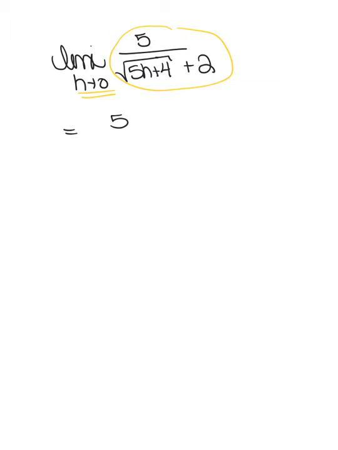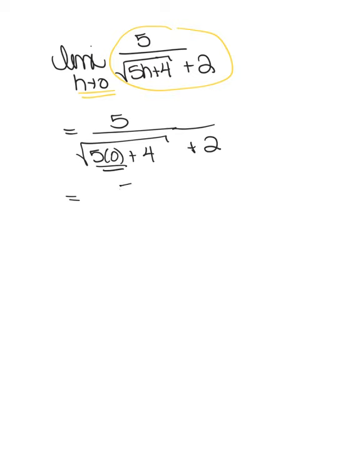I have a 5 on the top, then a line. Then I have the square root of 5. Now I'm going to put the h in, of 0, plus 4. And let me close that there. And then I have this plus 2. Now, of course, you're going to need to clean this thing up. Anything times 0 is 0. So we get 5 divided by the square root of 4 plus 2.